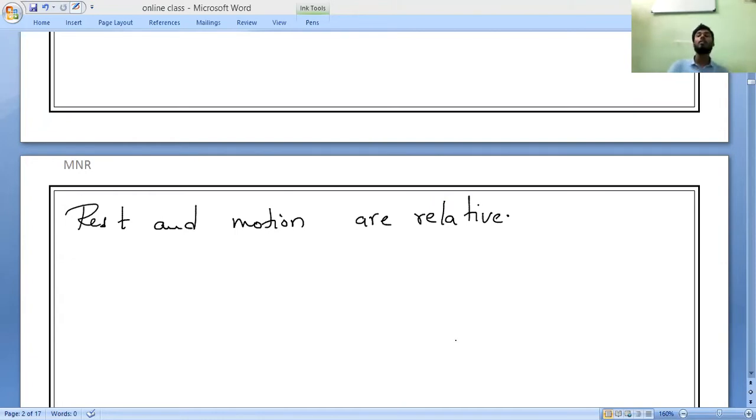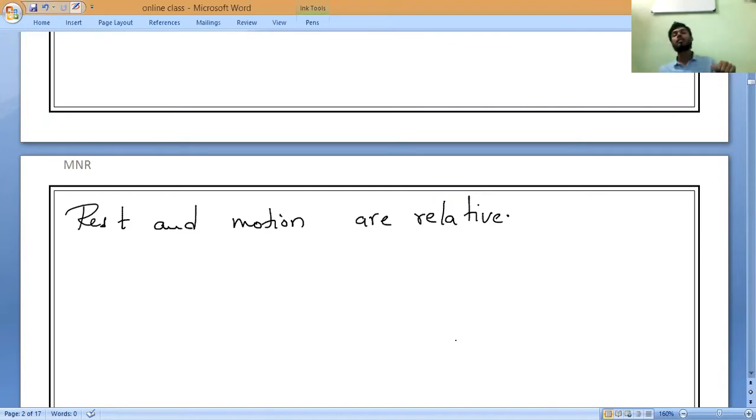Understand? Suppose I am living on Mars. With respect to Mars, I am at rest. With respect to the earth, at that time, what is that? I am in motion. Understand? That is what you have to remember. That is why we can say always rest and motion, both are relative. Understand? So we can make an example. What is the example? You can write the example.